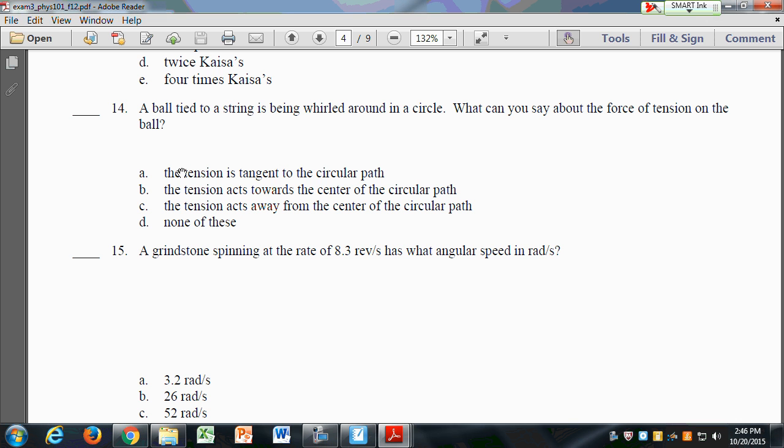Okay, this is sort of our basic ideas about centripetal forces. If I have a ball that's going around on a string over my head, right? There are some things about that force. The tension is the centripetal force.